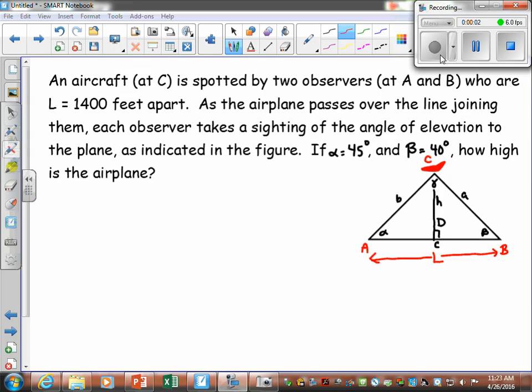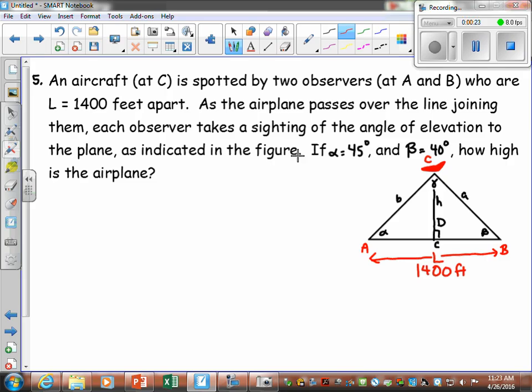Okay, let's do an application problem of that. I believe this is your number 5. An aircraft at sea, it's here, spotted by two observers, A and B here, who are going to be 1,400 feet apart. So I can go ahead and throw that in there, 1,400 feet apart.